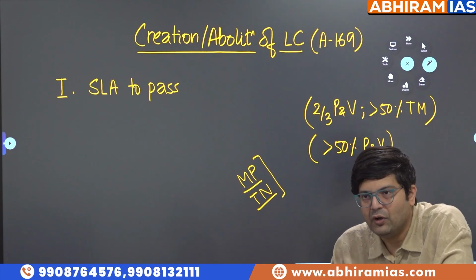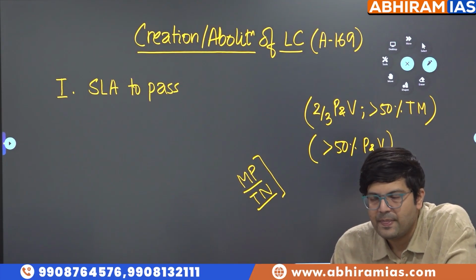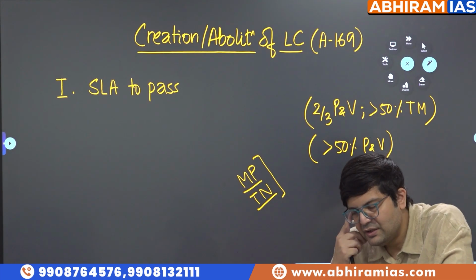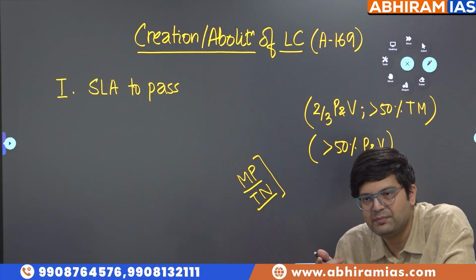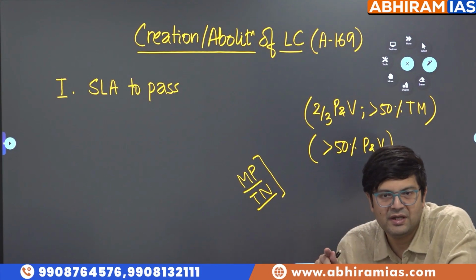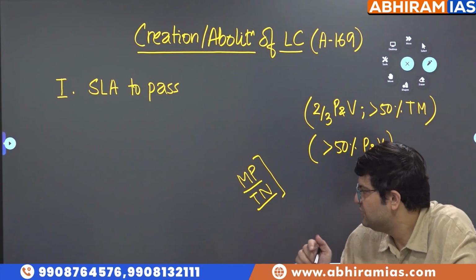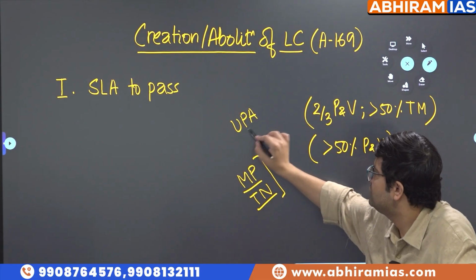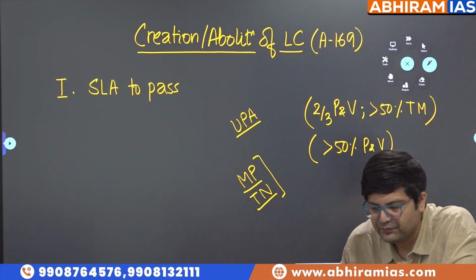DMK in principle wanted to create a council and AIADMK was against creating a council. Back in the 2009-10 period, DMK was in power in Tamil Nadu and also at the center in the UPA coalition. Okay, what is a UPA coalition? United Progressive Alliance. This was a Congress-led coalition.